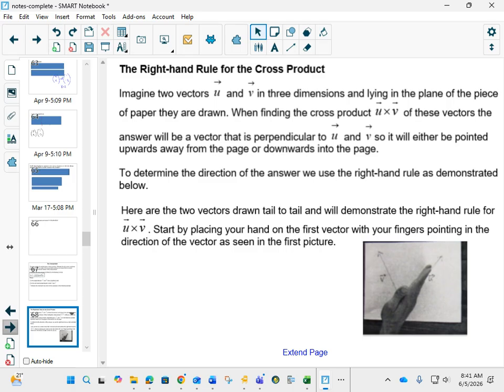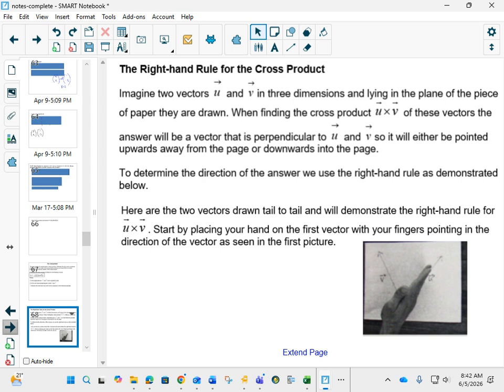So if you have two vectors in 3 dimensions, there's some plane in 2 dimensions where they're sitting. So I mean, if I have it in 3 dimensions, I can put a piece of paper and they would be on that piece of paper at some angle. And I've got that in that picture there. Let's say we've got u and v in that direction. So when finding the cross product, the answer is going to be perpendicular, but either pointed up out of the paper or down into the paper.